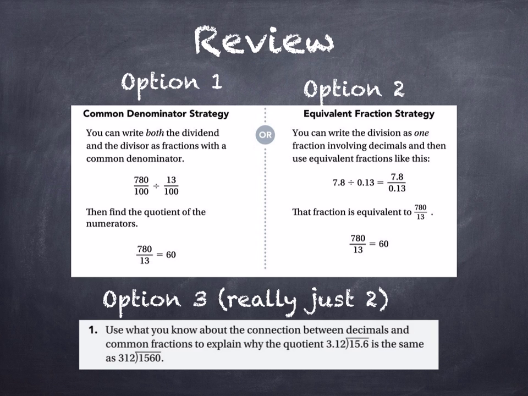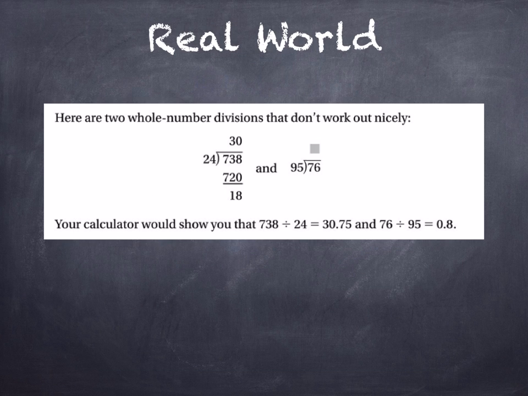As I've mentioned a couple of times now, this is all well and good, and these are great strategies when the answer comes out to a nice happy whole number. But in the real world, that very rarely happens, because most of the numbers in the world are not whole happy numbers, right? So we've got examples here that we're going to look at today of two whole number divisions that don't work out nicely.